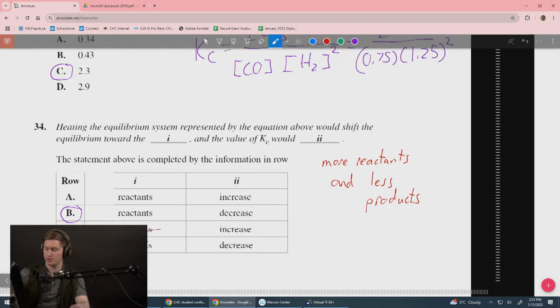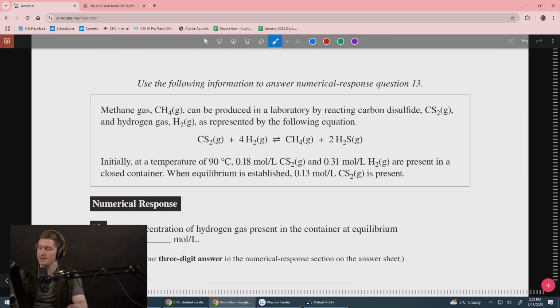Let's continue on to our next page. Methane gas can be produced in a laboratory by reacting carbon disulfide and hydrogen gas, as represented by the following equation. Carbon disulfide gas plus hydrogen gas forms methane and hydrogen sulfide.